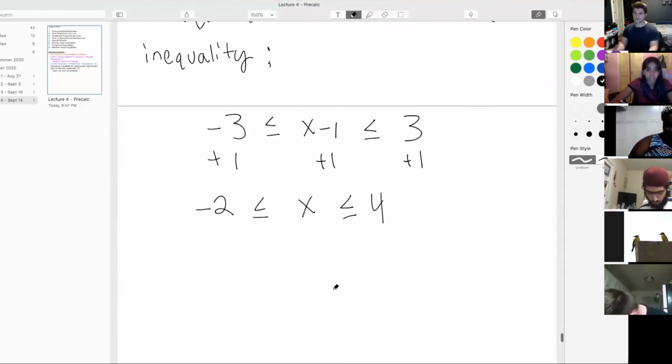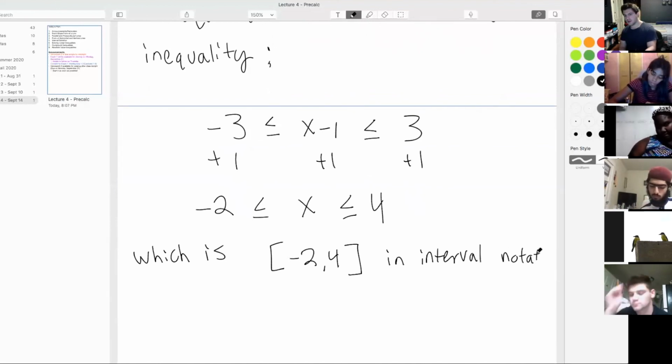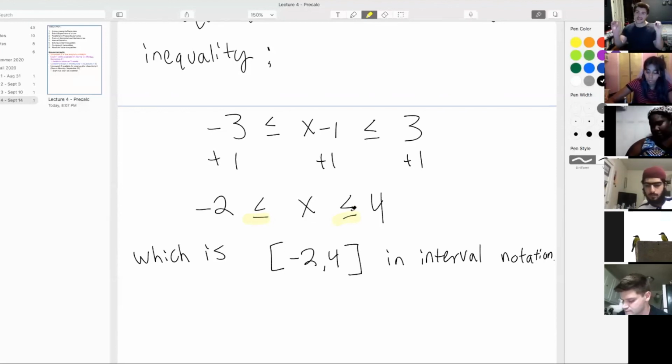We want to put this in interval notation, which is negative 2 comma 4 with brackets. I'm using brackets because both inequalities are less than or equal to. So we're including the endpoints in our set.